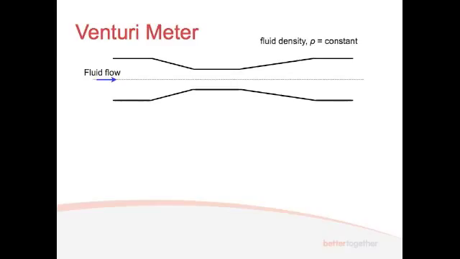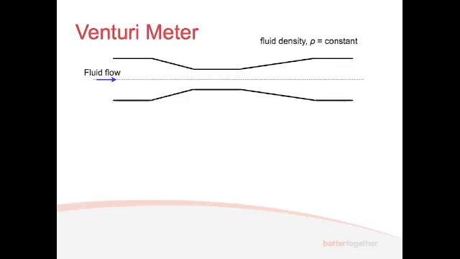So the first one is the Venturi meter. Essentially what we've got is a converging, diverging, nozzle-shaped system. Is everybody okay up there? So you've got a converging, diverging nozzle. We've got flow coming in like this. The fluid density is a constant. We're dealing with incompressible flow, so we know that rho is always going to be the same.